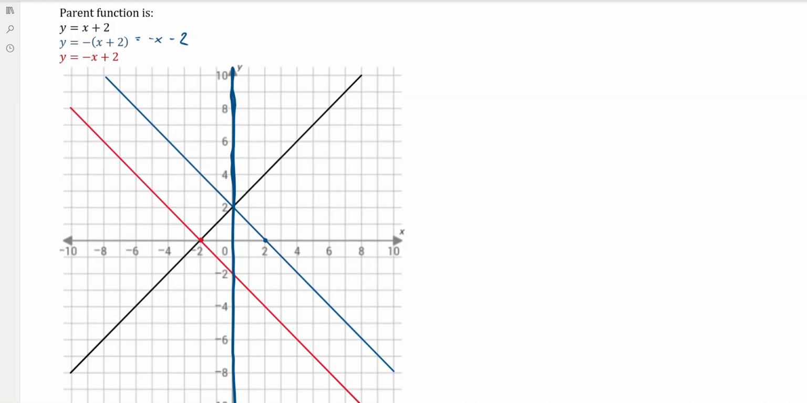And the other one is reflecting over the x-axis. So you can see now here, every point is the same. It's just reflected vertically.